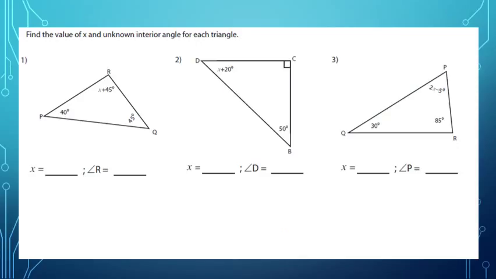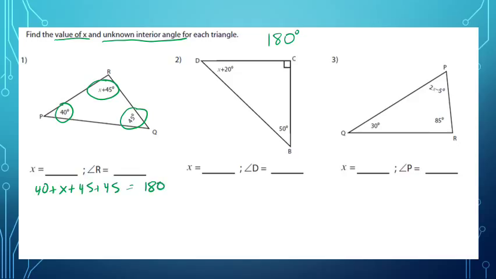So these are the first 3 problems, and again we're asked to find the value of x and the unknown interior angle for each triangle. Again, you've got to remember that every triangle has 3 angles that add up to 180 degrees. So we're going to start by writing an equation. In the case of number 1, I have 40 plus x plus 45 plus 45 that make up my triangle. So I'm going to write a quick equation, 40 plus x plus 45 plus 45 equals 180 degrees.